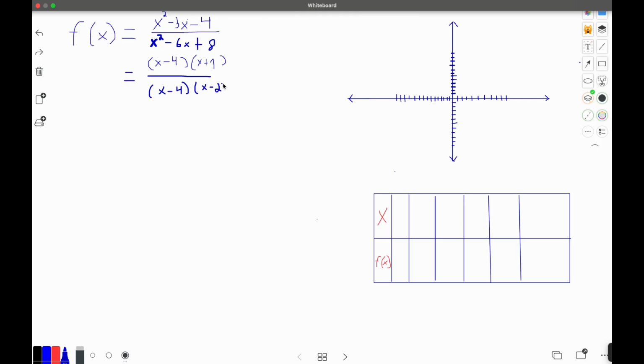Now, when we look at the numerator and the denominator, we notice that both of them have a common factor of x minus 4, which means we can feel free to cancel out x minus 4 from f of x. And that's actually where our hole is going to be in our graph. But for now, let's just write the final version of f of x, which is going to be x plus 1 over x minus 2.